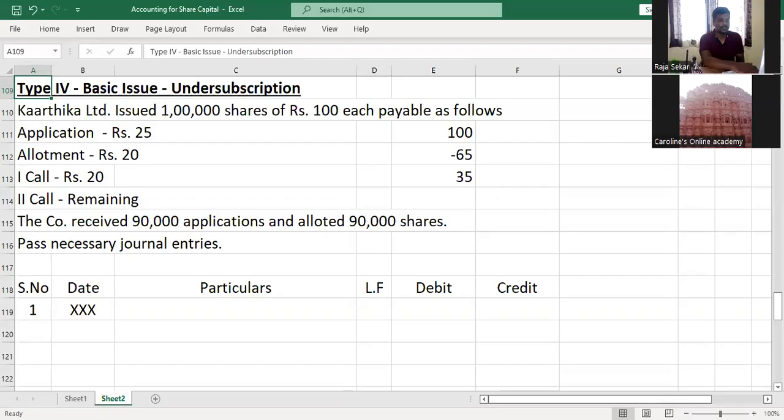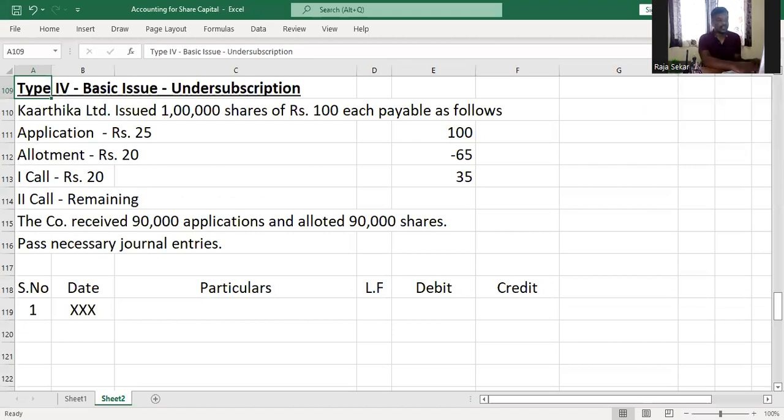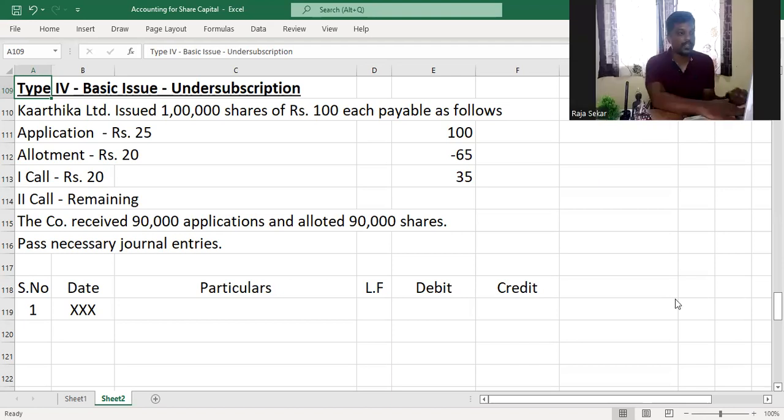I have a question for you now. It is Kartika Limited. Kartika Limited issued 1 lakh shares of rupees 100 each, payable as follows. Application is 25, allotment is 20, first call is 20, and second call is the remaining. The company received 90,000 applications and allotted 90,000 shares. Pass necessary journal entries.